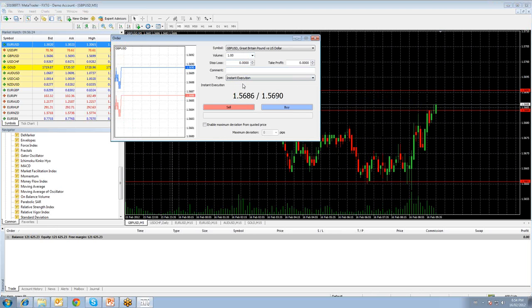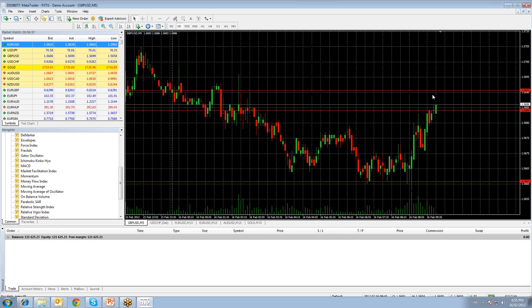So at pending order, 156.91, buy limit. It's not letting me do 156.91 for some reason. It might be within a certain range of 5 pips.